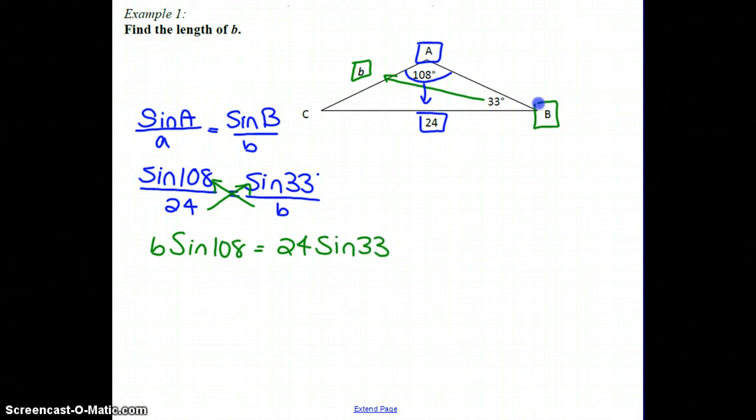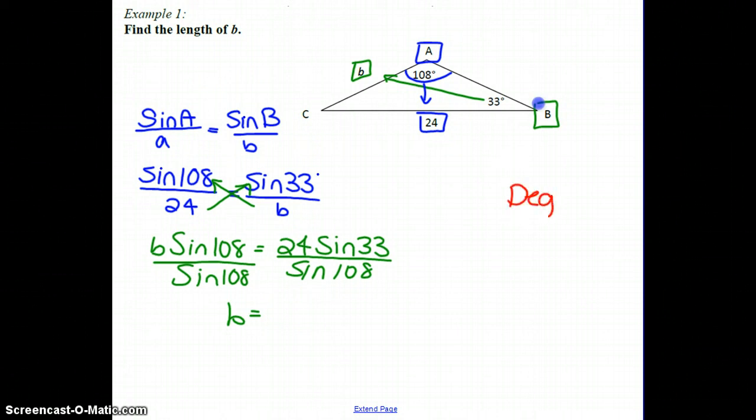Make sure your angles are always stuck with the sine. Your little numbers, or your side lengths, would always go in front. So now we're trying to get b by itself, so we're going to divide both sides by sine 108. And we can figure this out on our calculator. Make sure your calculator is in degree mode, or this will not work for you. So we're going to go 24 times sine 33 divided by sine 108, and you should get b equals 13.7.